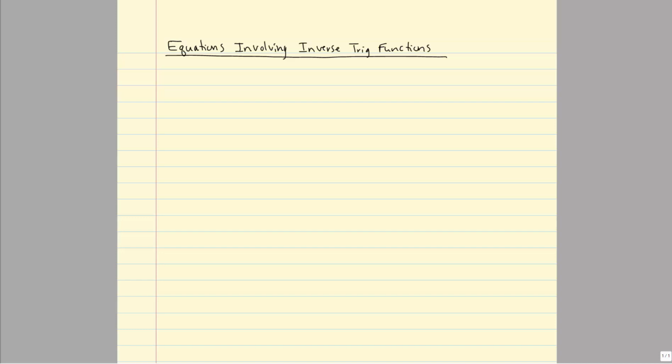We're going to continue to solve equations with trig functions, but this particular section we're going to be working with inverse trig functions. An important thing we need to remember is that whenever you square both sides of an equation, and when we say square, that means to the second power, not square root, you have to check for extraneous roots.